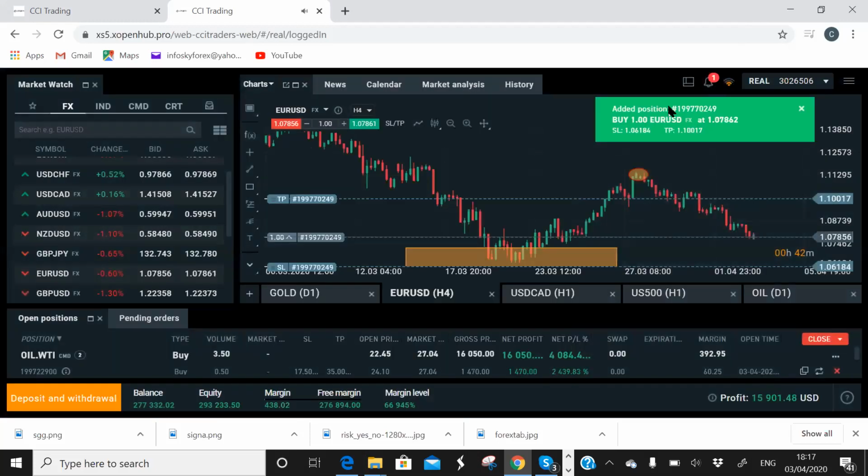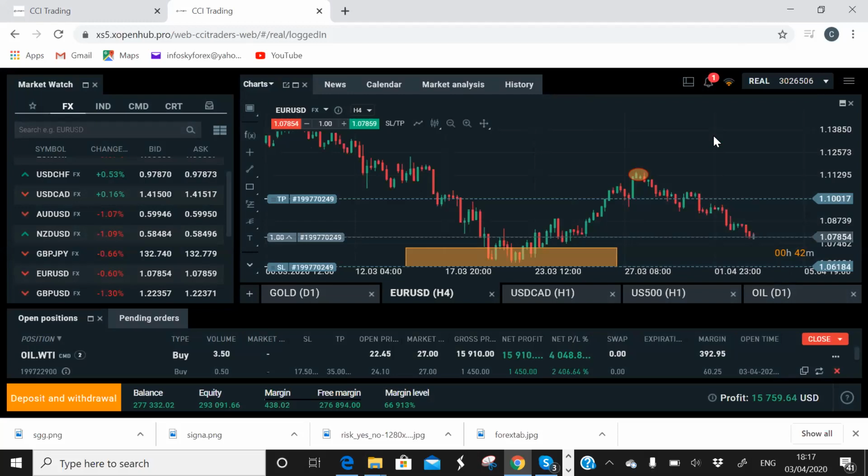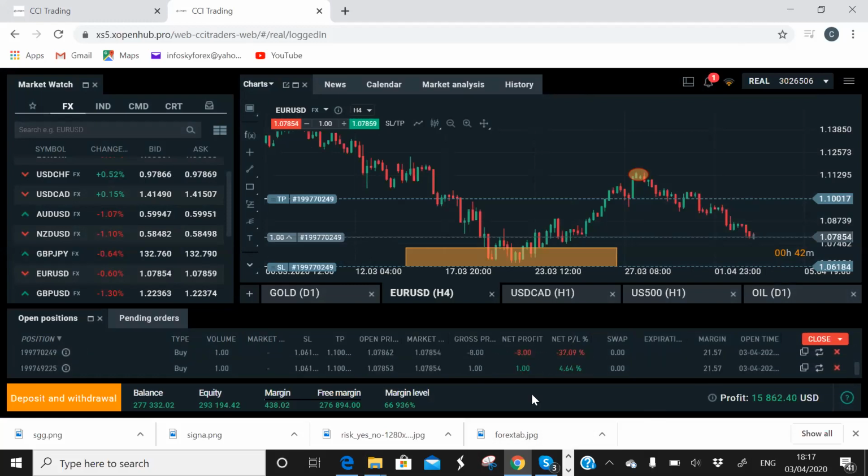You see, it has executed buy order. I place a buy. This is how to trade. It's as simple as that. It's one click away. Now you can see that I place the trade here. This is my trade. I place a buy on Euro USD, and I'm getting $2 here.